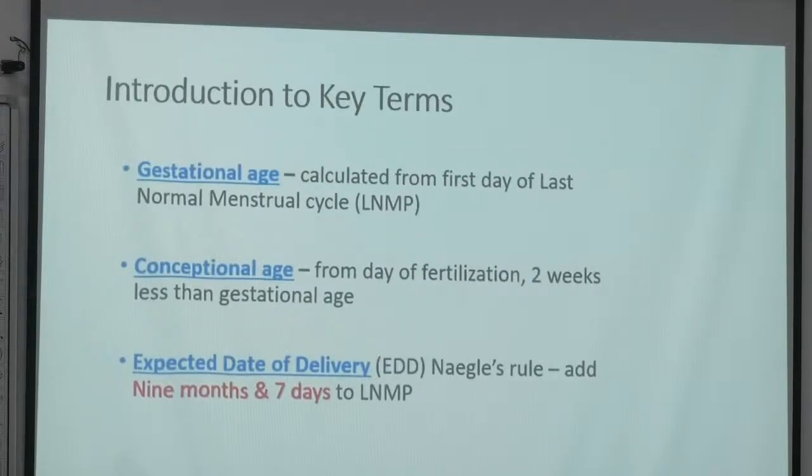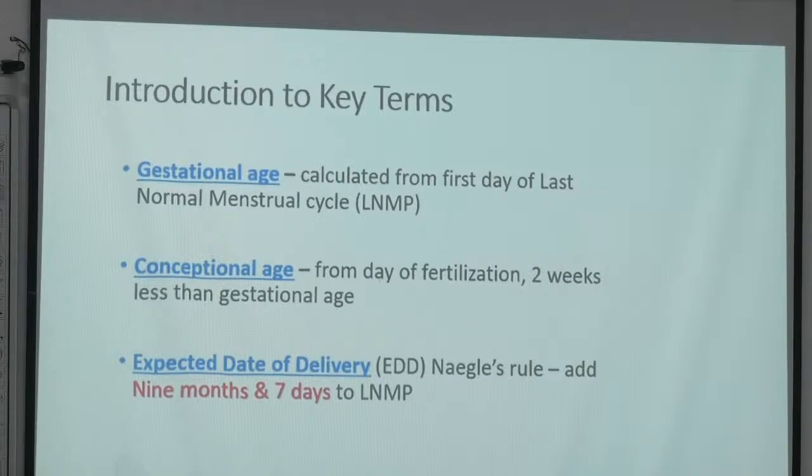So this is what we talk about here, what we call gestational age and conceptional age. If fertilization, the meeting of the gametes, takes place, we have to calculate how many days after that the products of conceptus are going to come out. We call this gestational age calculation, knowing the normal menstruation cycle, and conceptional age, which is different, because conception means the day of fertilization, which we calculate 2 weeks ahead of the gestational age.